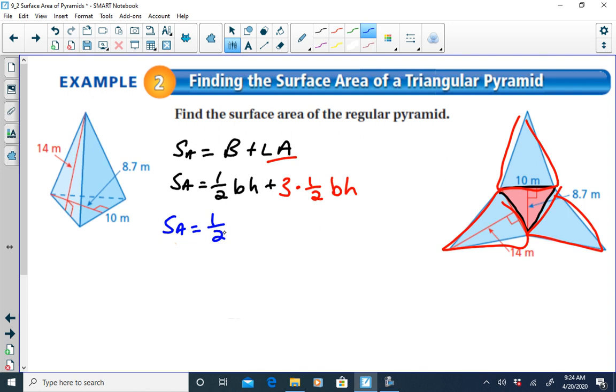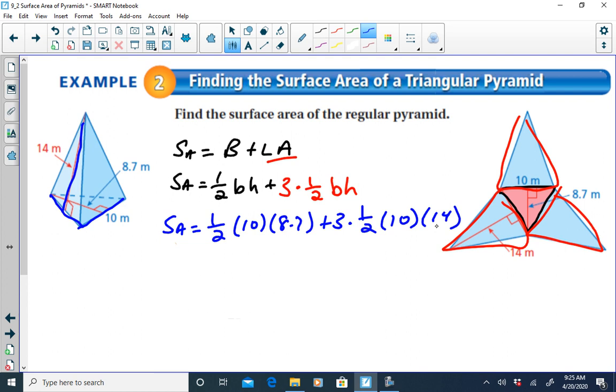But it's 1/2 of the base times the height of the base. Well, the base is 10 by what? Right, 10 by this height here is 8.7. So it's going to be 1/2 of 10 times 8.7 plus 3 times 1/2. Well, what are the base and the height of the triangles? Well, the base and the height is going to be the 10, right, by the 14. So that's going to be 10 times 14.